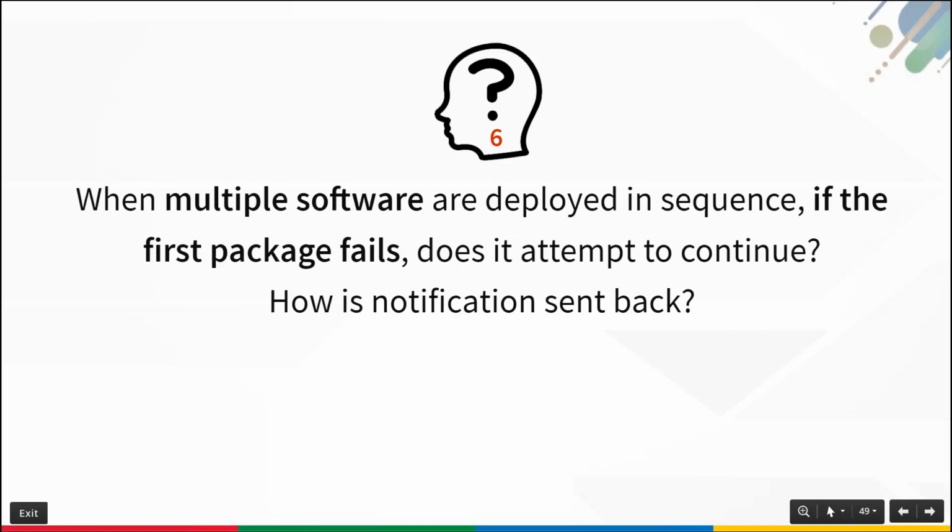When multiple software packages are deployed in sequence, if the first package fails, does it attempt to continue? How is notification sent back? When multiple software are deployed in sequence, if the first package fails, the installation will not continue. It will stop, and you will be notified, and as we see, you can set up the email, and an email will be sent to you in case there is any failure.